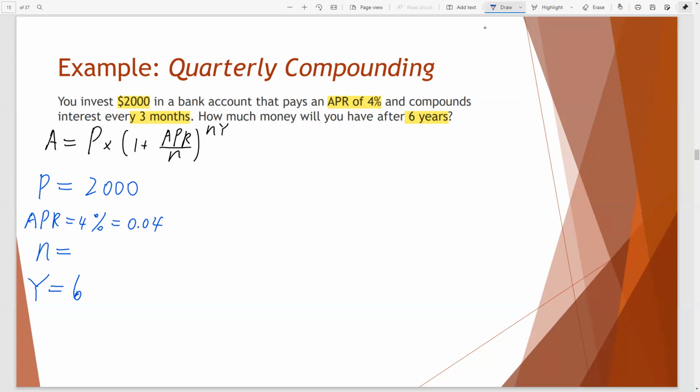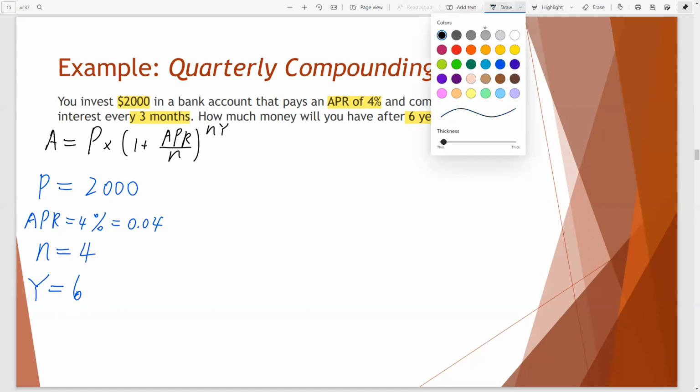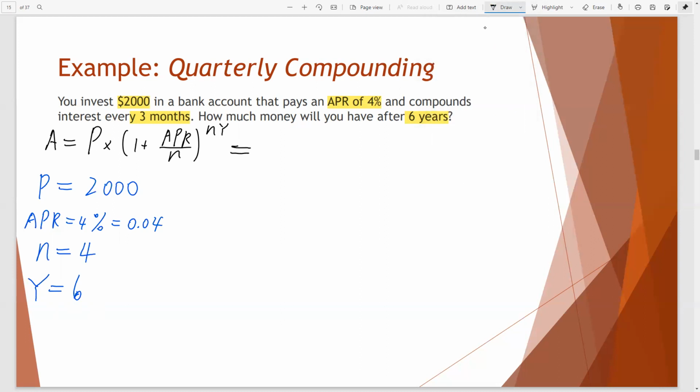So if payments are every 3 months, or every quarter, that means every year you will have 4 payments. It makes sense, right? Every year is 4 payments. So 2,000 multiplied by 1 plus 0.04 over 4 raised to the power of what? n times y. n is 4 payments, y is 6 years. So that's the power.